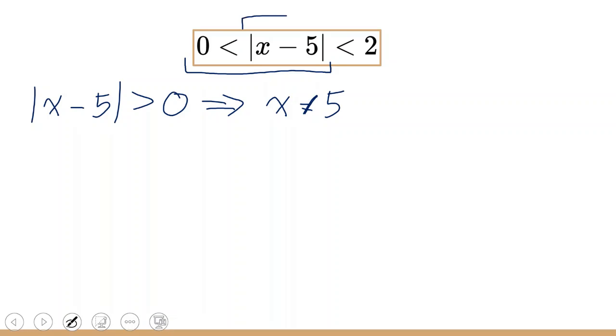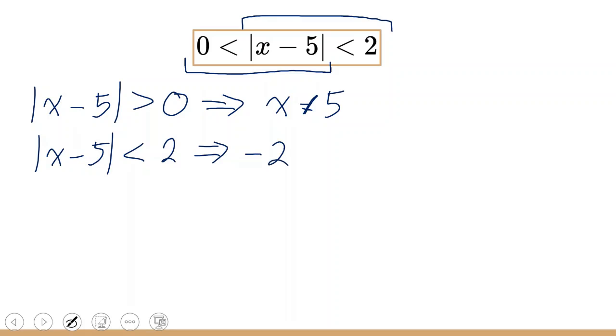Okay, and then now let's go ahead and do the second half, which is the absolute value of x minus 5 is less than 2. To be able to approach this further, I want to get rid of the absolute signs. And again, by looking closer, I can see that if I get rid of the absolute sign, x minus 5 must be between minus 2 and 2.